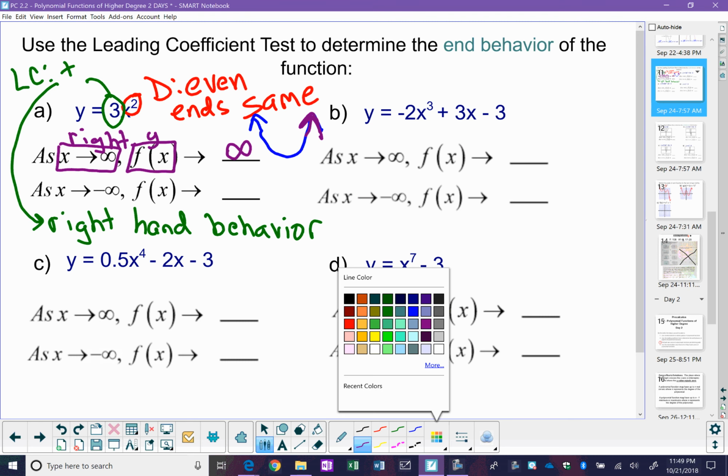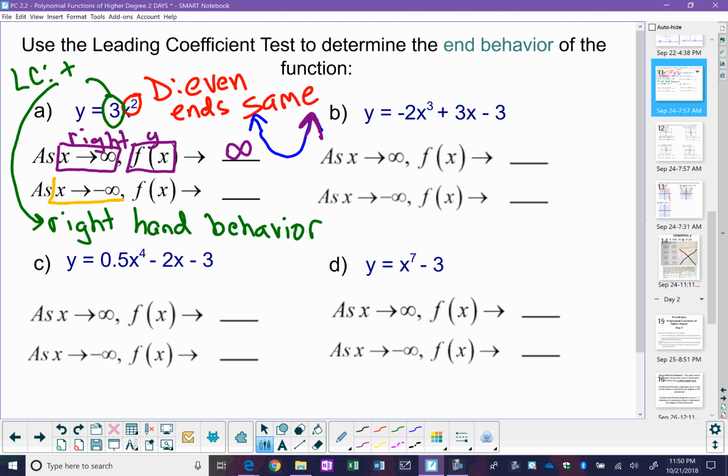Now let's look at this other one right here. It says as x goes to negative infinity, and that is simply talking about when x is going left. So as I follow my graph to the left, you can see my end is also going up. So f of x, or again, my y value, is going up, so that's also going to positive infinity.